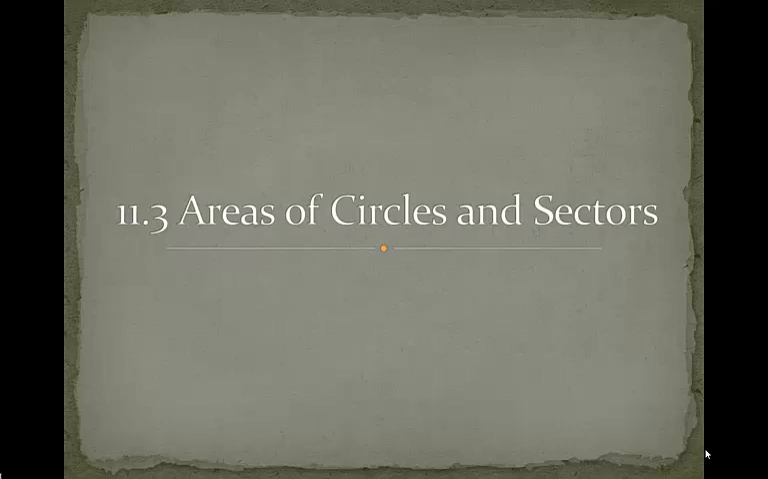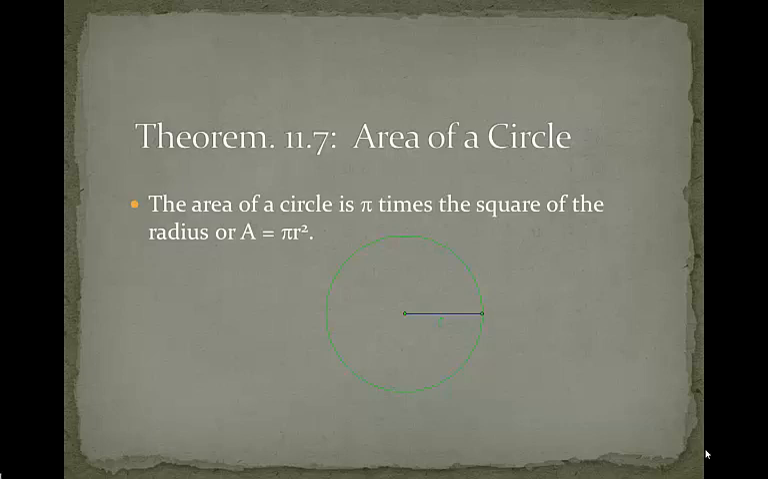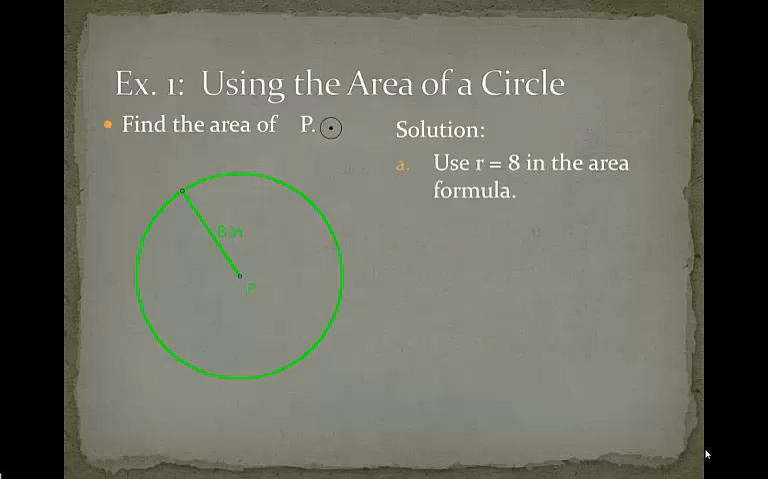Okay, guys, 11.3, we're going to look at areas of circles and sectors. If you notice, for theorem 11.7, the area of a circle is pi times the square of the radius, or A equals pi r squared, and we know that already. All right, so let's look at an example.